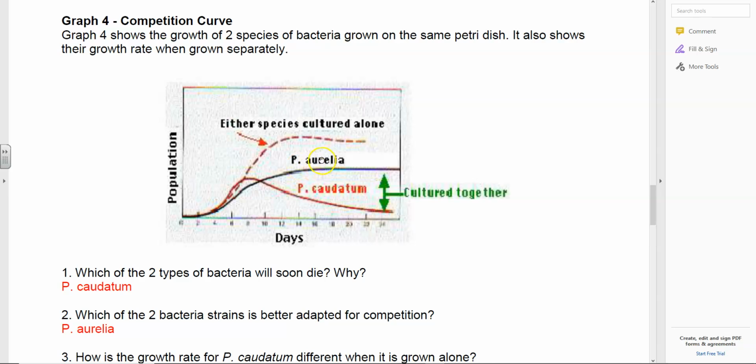So the competitive exclusion principle tells us that no two organisms can occupy the same niche at the same time in the same place, right? Because they would outcompete each other, and eventually one would die off. Okay, and we can see that in bacteria right here. All right, so again, a graph teaches about competitive exclusion.